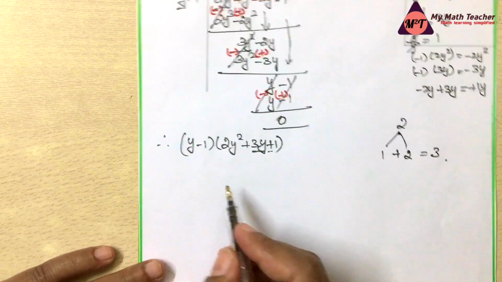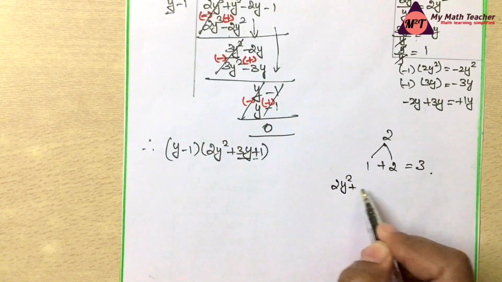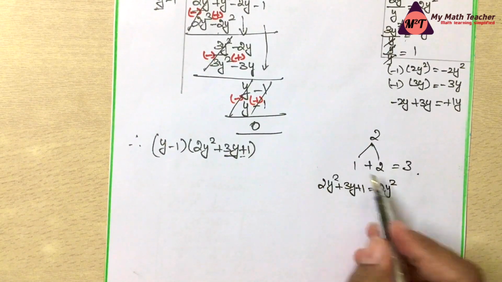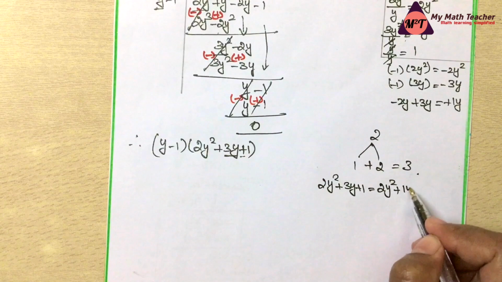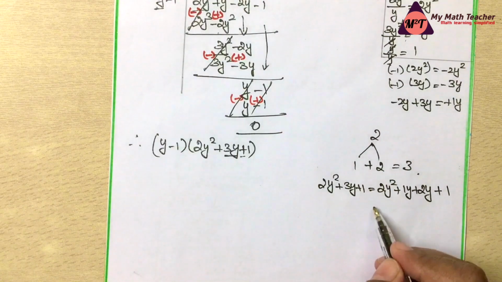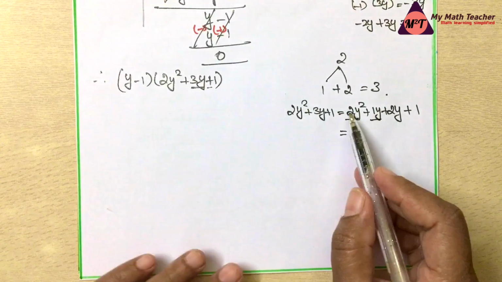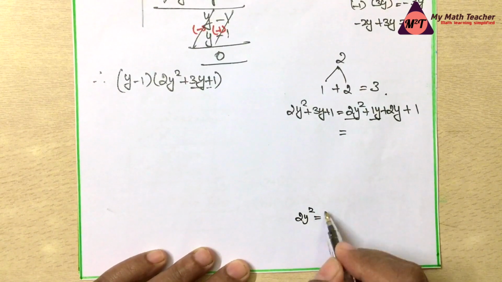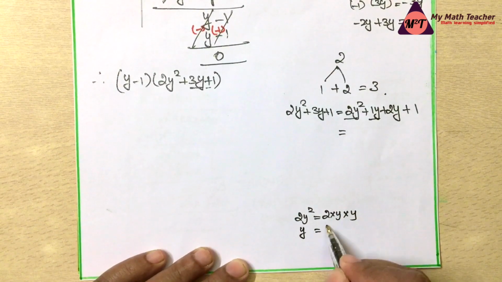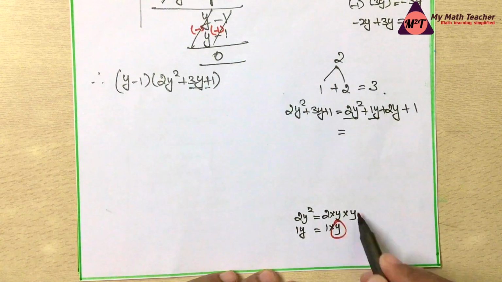So let us factorize this. 2y square plus 3y plus 1 can be written as 2y square, split the middle term, y plus 2y, and the last one is plus 1. Here we have 2y square and y. Now we have to find the common terms. For 2y square, we know it is 2 into y. For 1y, we have 1 into y. We can see that y is the common term.